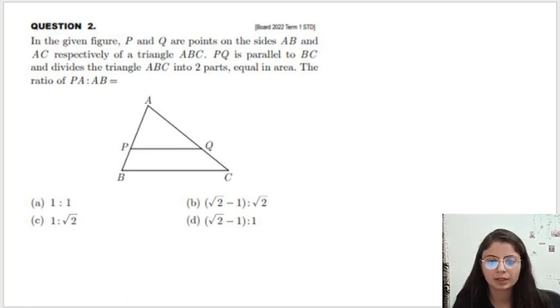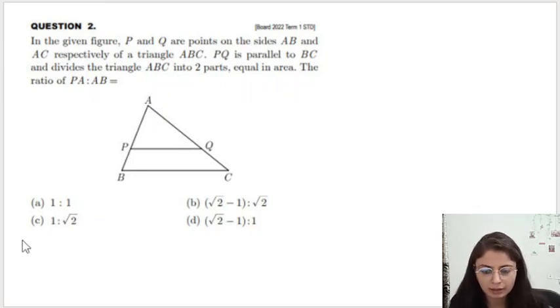Okay, so here's the first question. In the given figure, P and Q are points on the sides AB and AC respectively of a triangle ABC. PQ is parallel to BC and divides the triangle ABC into two parts equal in area. The ratio of PA to AB is to be found. पहले तो हम ये लिख लेते हैं कि given क्या है क्वेश्चन में.